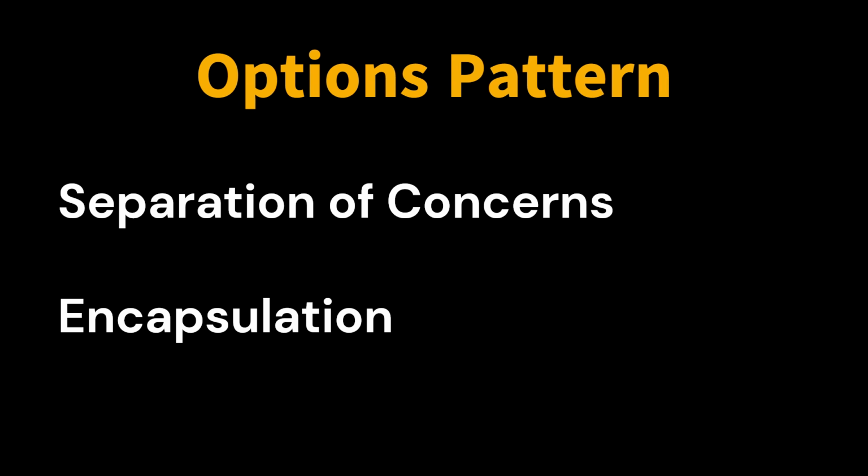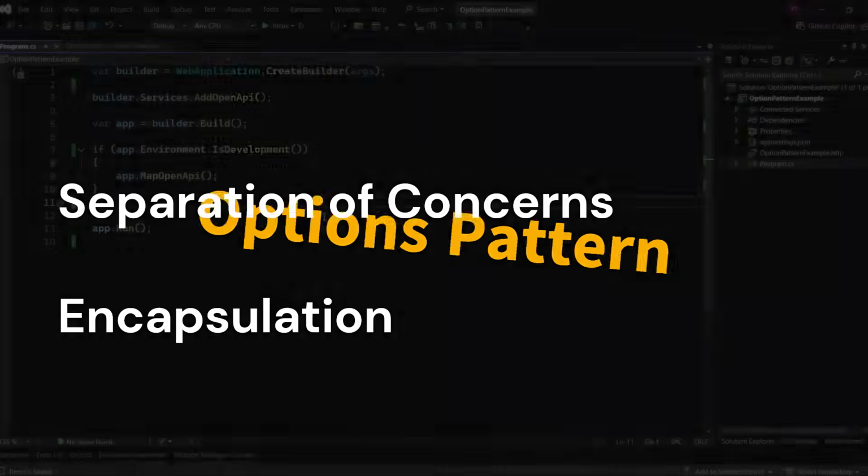One of the key benefits of the options pattern is that it promotes separation of concerns and encapsulation. Each part of your application only depends on the settings it needs, making your code more modular and easier to maintain. Alright, let's jump into the code.